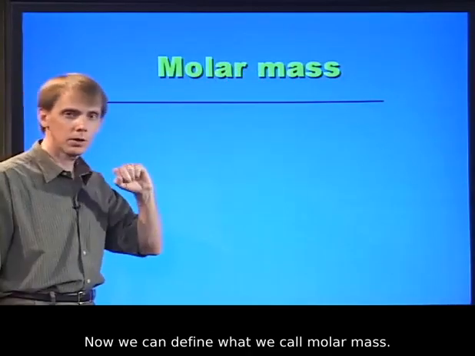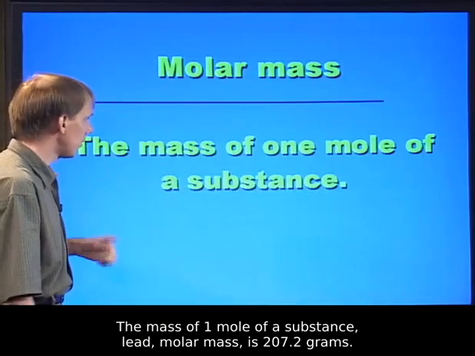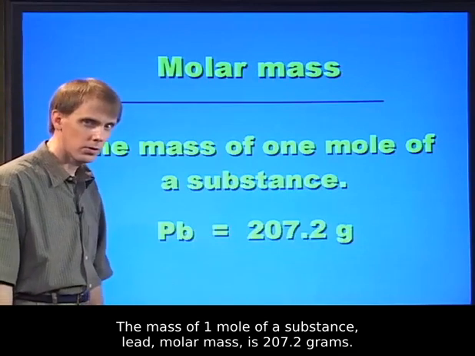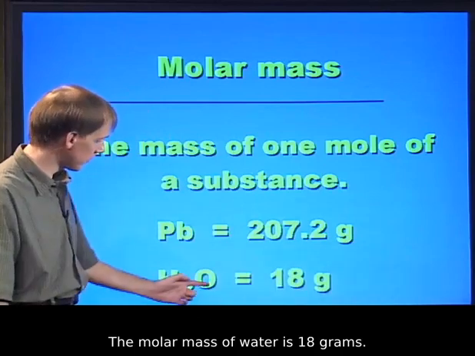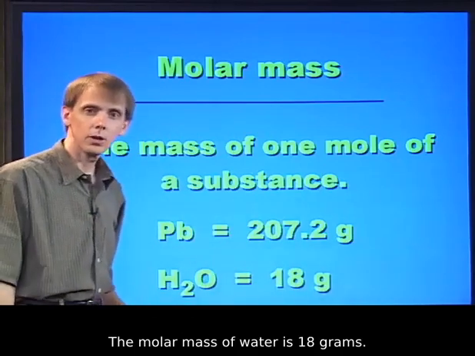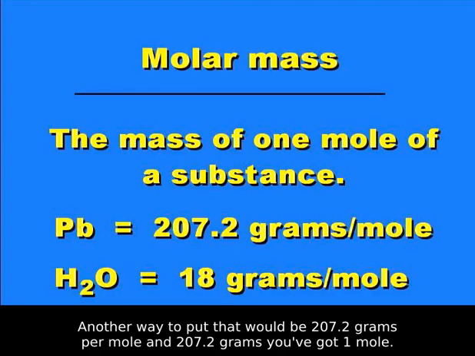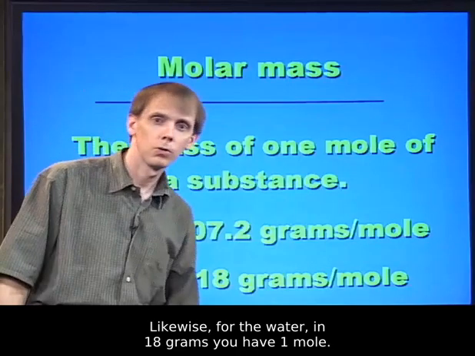Now we can define what we call molar mass: the mass of 1 mole of a substance. Lead, molar mass is 207.2 grams. The molar mass of water is 18 grams. Another way to put that would be 207.2 grams per mole. In 207.2 grams, you've got 1 mole. Likewise for the water, in 18 grams, you have 1 mole.